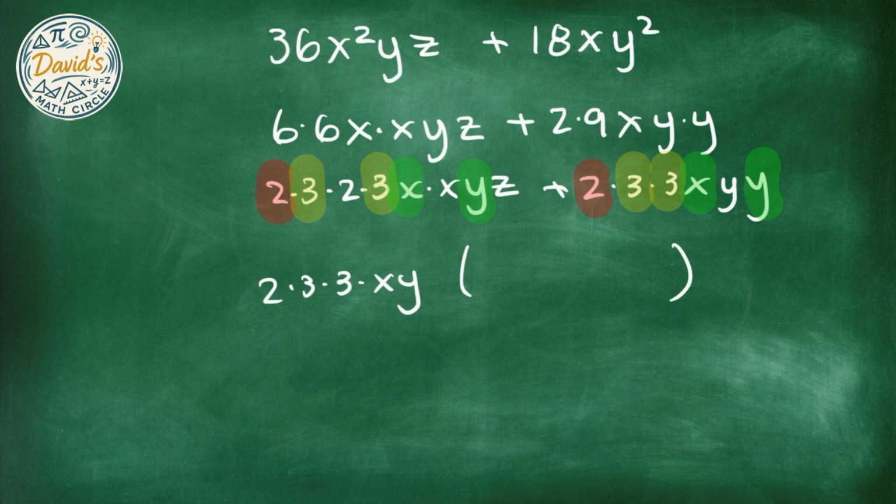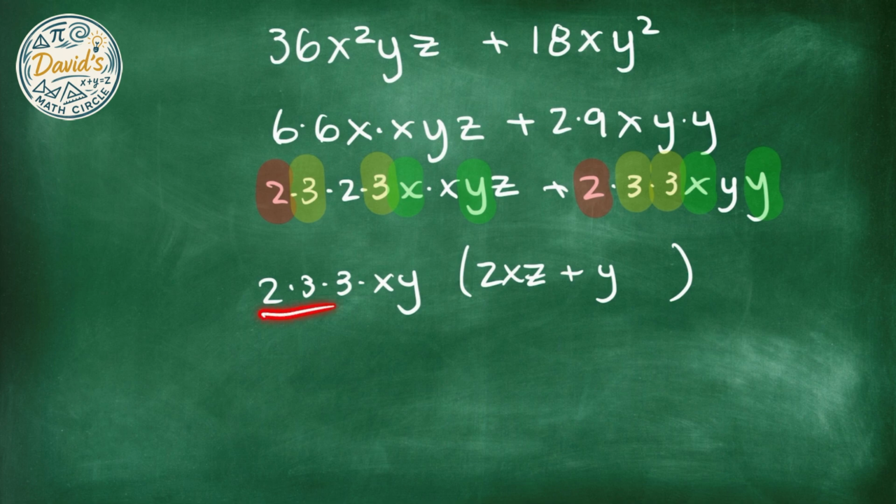And what remains will be the thing in the bracket. So I have 2 times x times z will be the first term, and in the second one, we will have only plus y. So 2 times x times z plus y. So here I just did the factoring of the greatest common factor by putting it in front of the brackets.